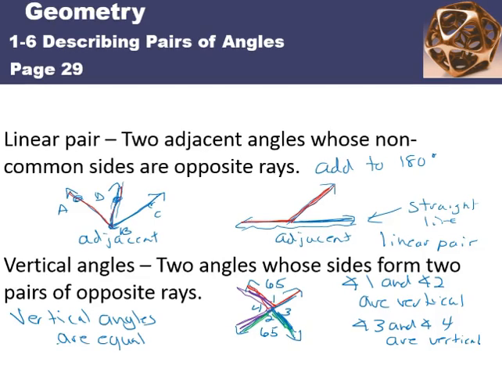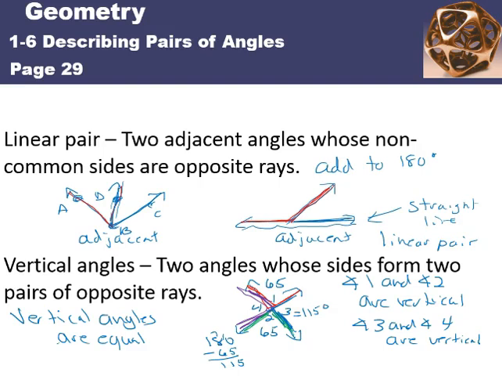Now it turns out though, look at 1 and 3, 1 and 4, 4 and 2, and 2 and 3. Those are all linear pairs, so they add up to 180. So 1 and 3 have to add up to 180. So I could find angle 3 by saying 180 minus 65. Borrow and then carry. So 15 minus 6 is 9, and 7 minus 6 is 1, so 115. So angle 3 is 115.